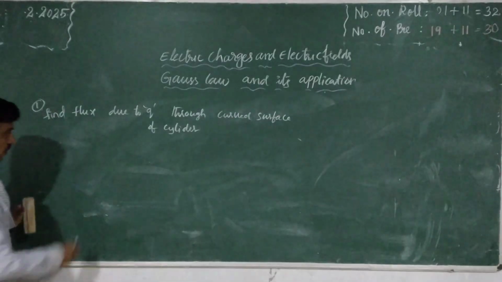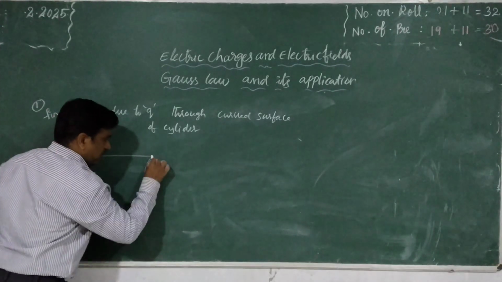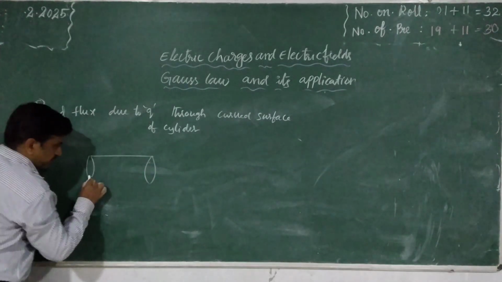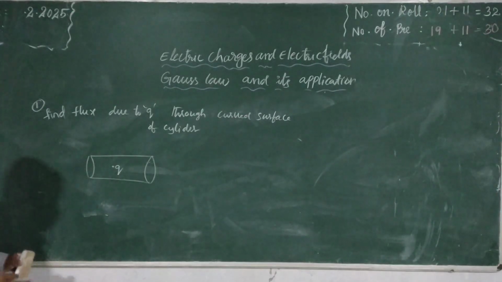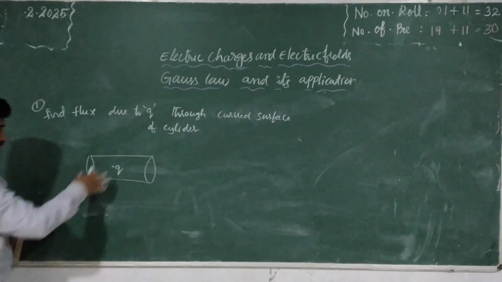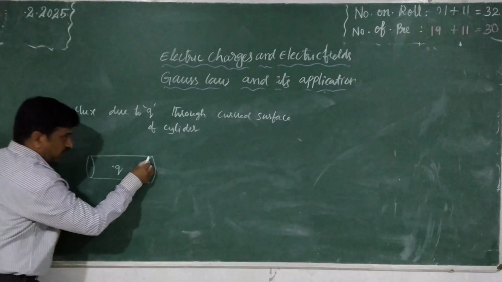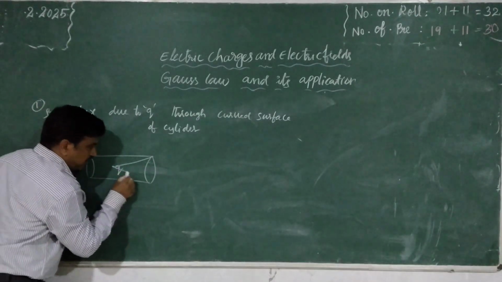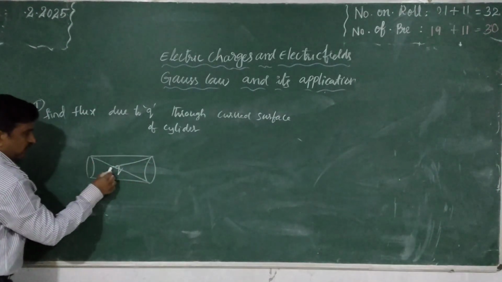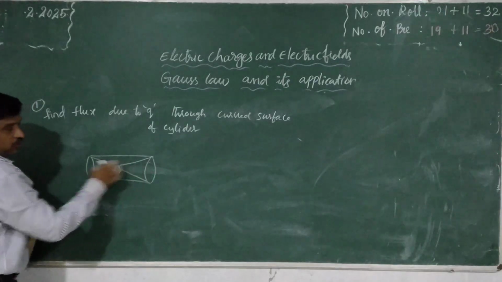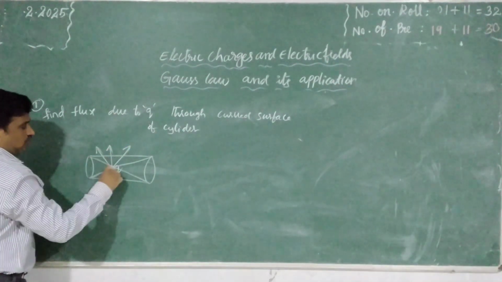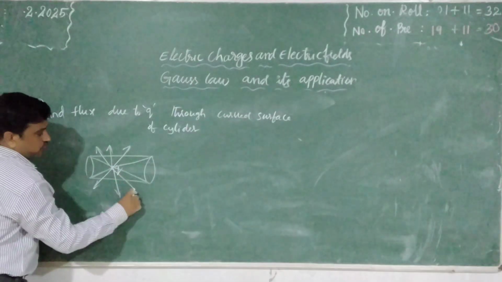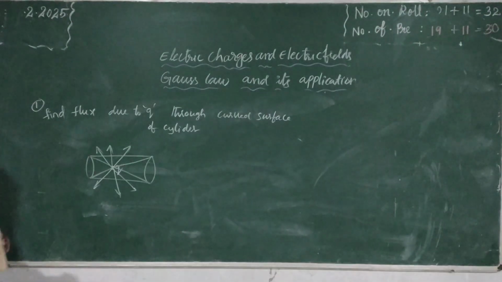For example, this is the cylinder. Here the charge Q is there. Due to this charge, what is the flux through this surface, the curved surface only? For that we can draw cylinders here. This one cylinder, this one cylinder, this part we can remove. Next, what is the flux through this one? That is what we find out.